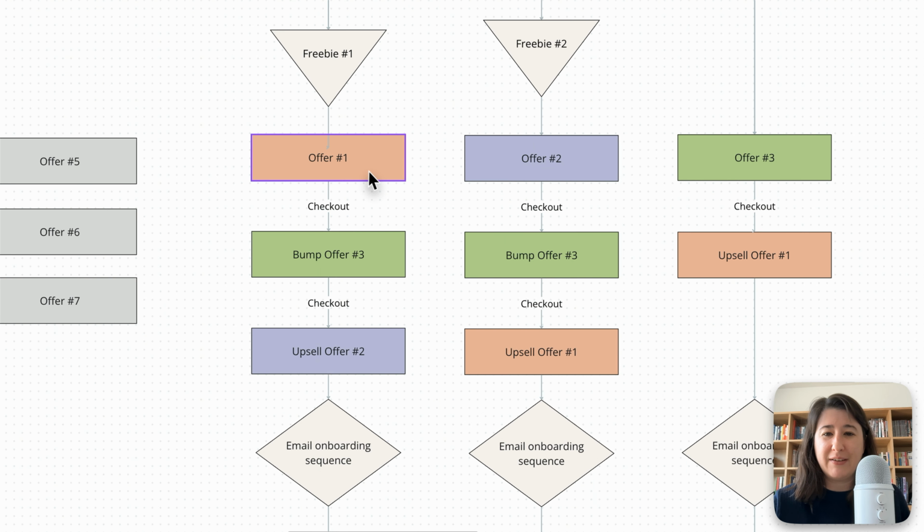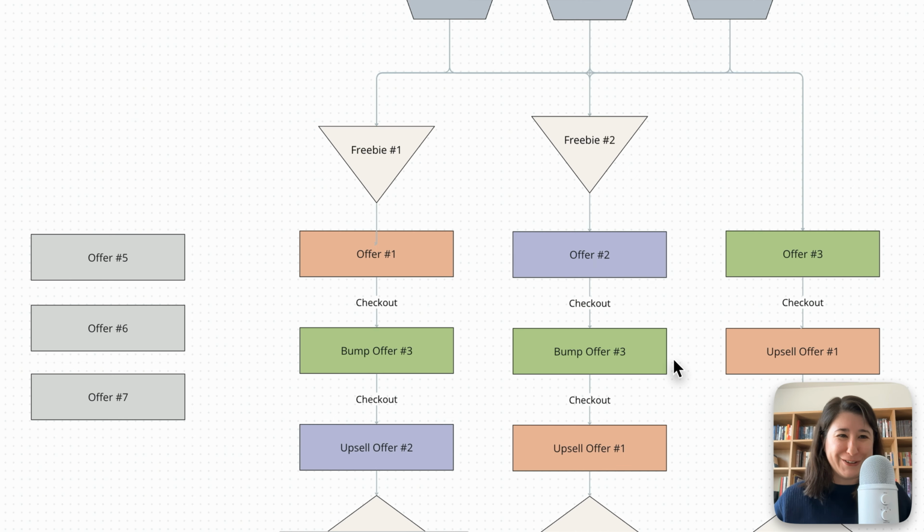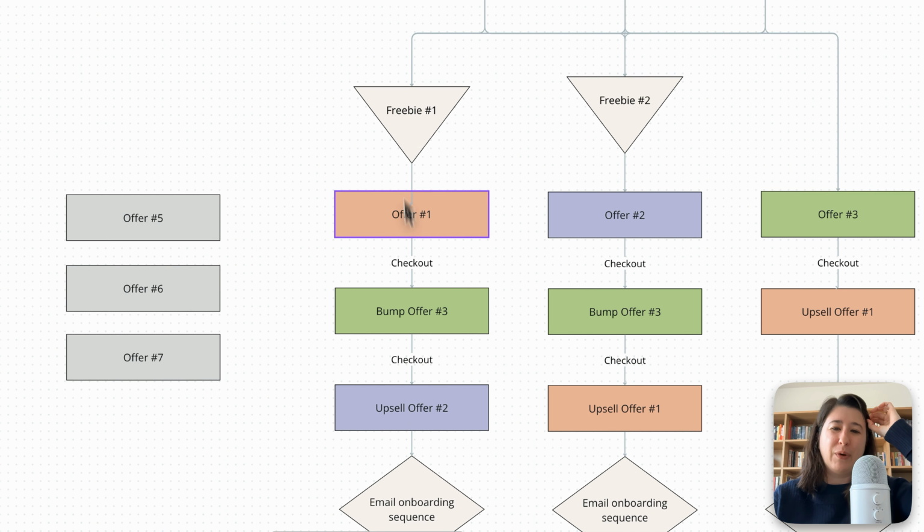So for example, here I have this peachy orange colored one for offer number 1, and you'll see it in the other two lines, these other sales funnels that we've been building out. Then I have my purple offer for offer 2 and green for offer 3. Once we've color coded our offers, we're going to look at one funnel at a time.